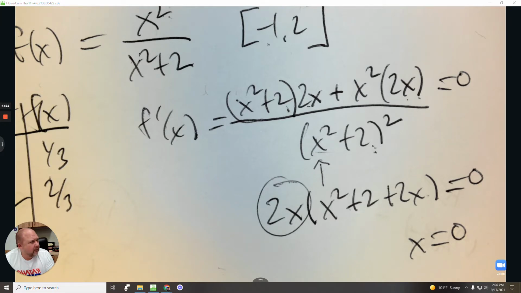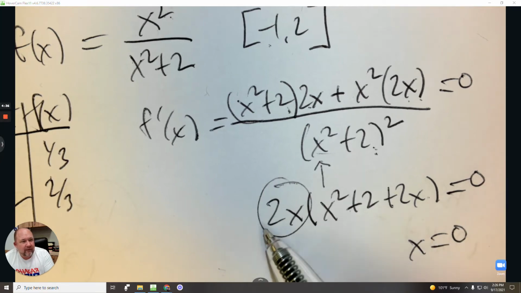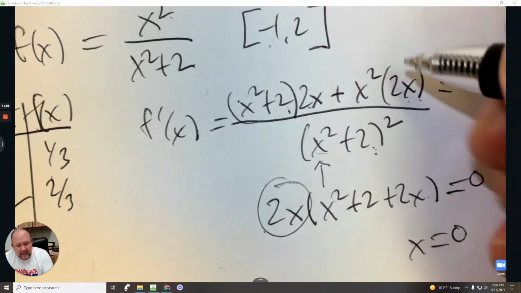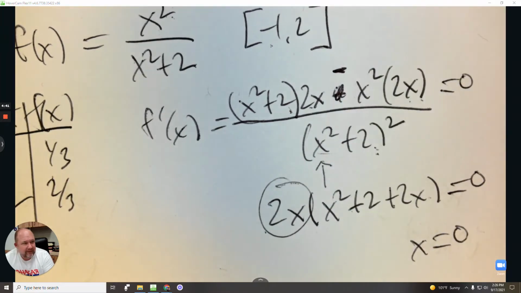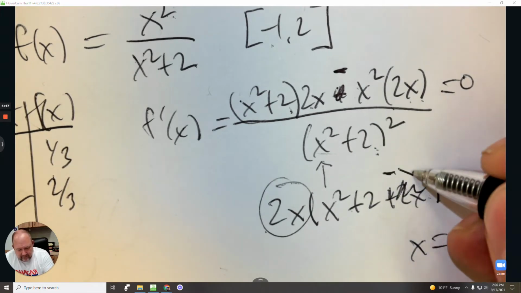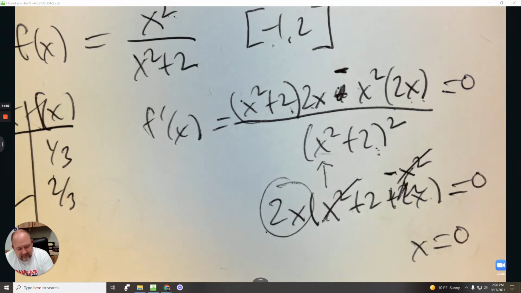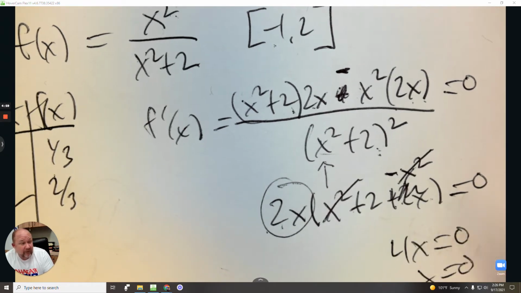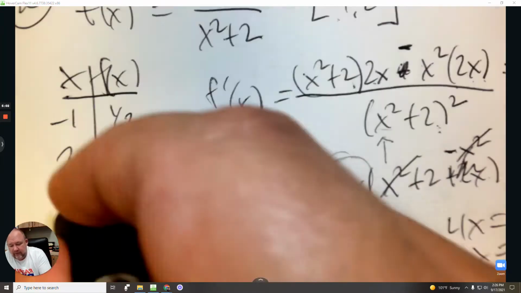Did I do something wrong here? X squared plus 2. So I factored out a 2x. I was left with x squared plus 2. I did all kinds of things wrong. This should be a minus. And when you factor out a 2x, you're left with x squared. My goodness. And then these cross out, and you're left with 2x times 2, or 4x. Anyways, either way, the answer is still the critical number 0. So we're going to use 0.